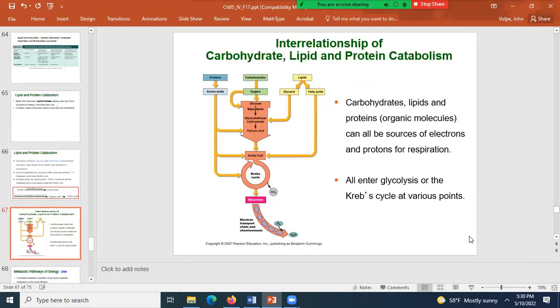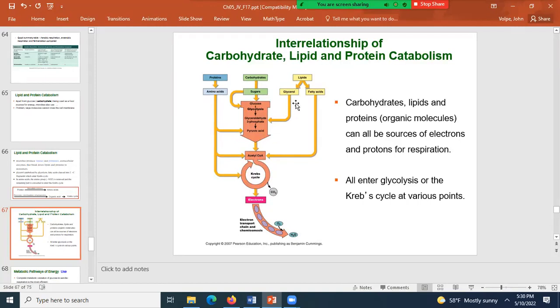So this slide is showing you that carbohydrates usually are converted into another sugar or into glucose, and then it's sent down aerobic respiration in the normal way. Proteins, depending on which amino acid it is, can be converted into pyruvic acid and then sent down aerobic respiration the rest of the way. But some amino acids are converted into acetyl coenzyme A and then enter the Krebs cycle. Other amino acids are converted into an intermediate of the Krebs cycle and then enter the Krebs cycle.